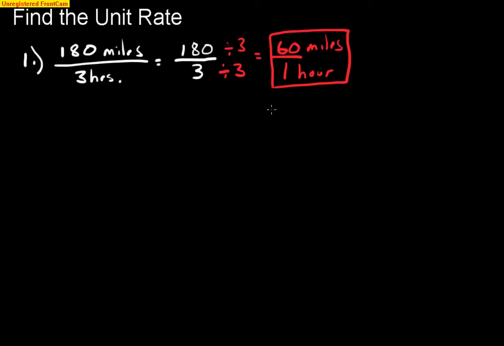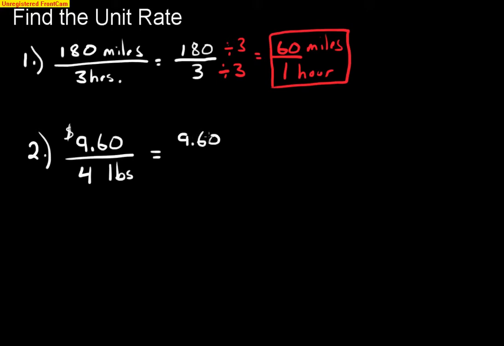Okay, so let's go on to our next example. Go back to white to show our original problem. And let's talk about money this time. So let's say that it's going to cost $9.60. I'll put the dollar sign up over there. For 4 pounds. So we need that to be a unit rate. Again, I'm just going to write it without the units. So 9.60 over 4.